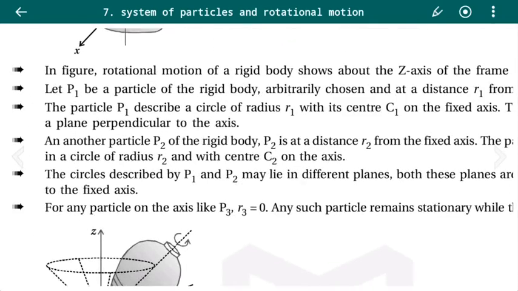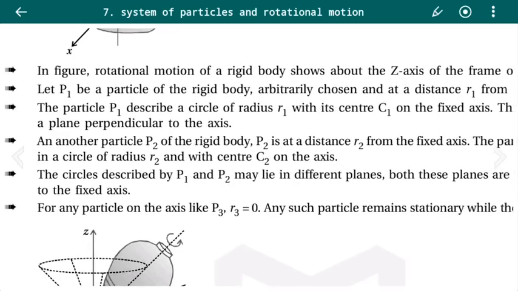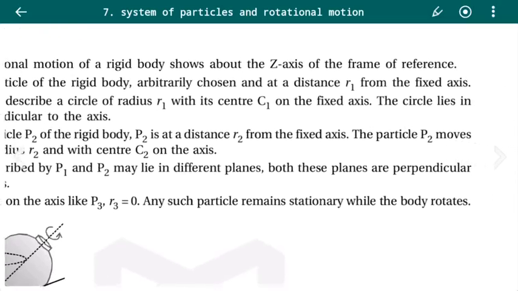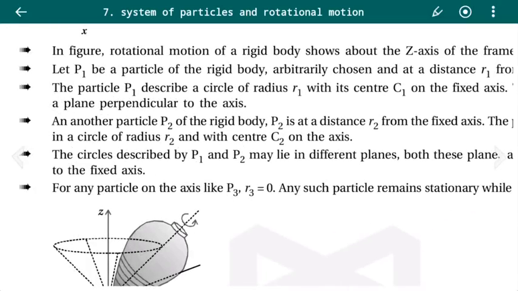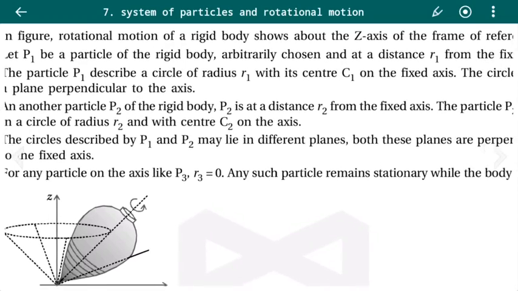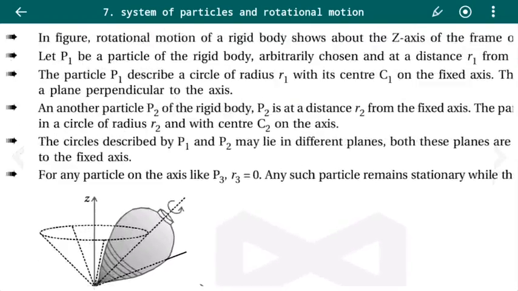And consider another particle P2 of the rigid body, at distance r2 from the fixed axis. The particle P2 moves in a circle of radius r2 with center C2 on the axis. The circles described by P1 and P2 may lie in different planes. Both these planes are perpendicular to the fixed axis.